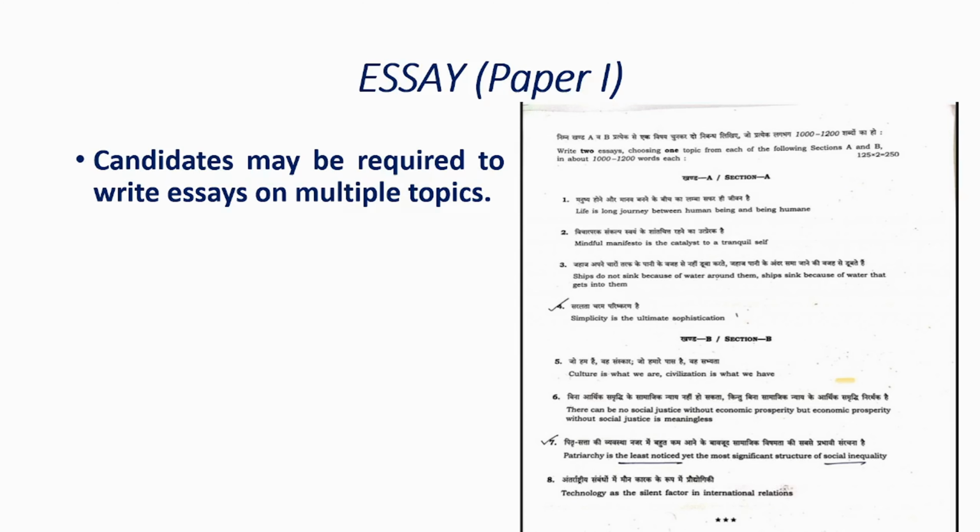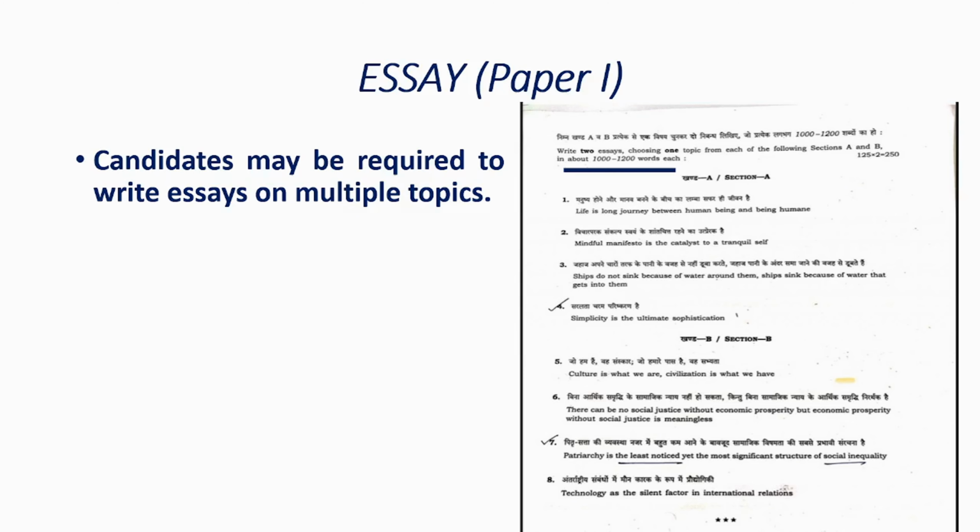So the essay paper will broadly look like this. You can see here there are two sections, section A and section B. You have to write two essays. So the total paper is 250 marks and each essay is 125 marks. You can see here they are specifying the word limit. They are asking you to write two essays, choosing one from each section: one essay from section A, one essay from section B. You cannot write two essays from section A or two essays from section B.